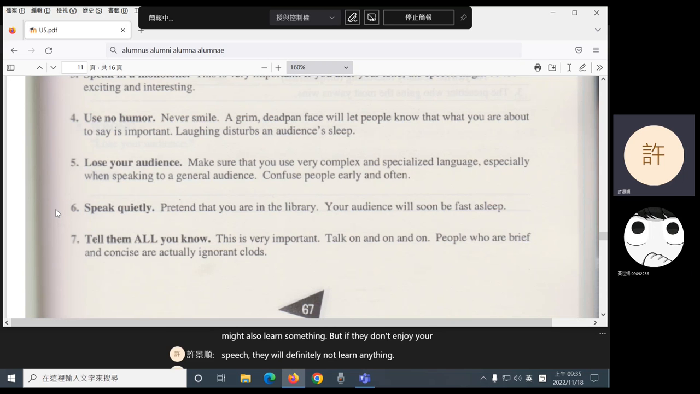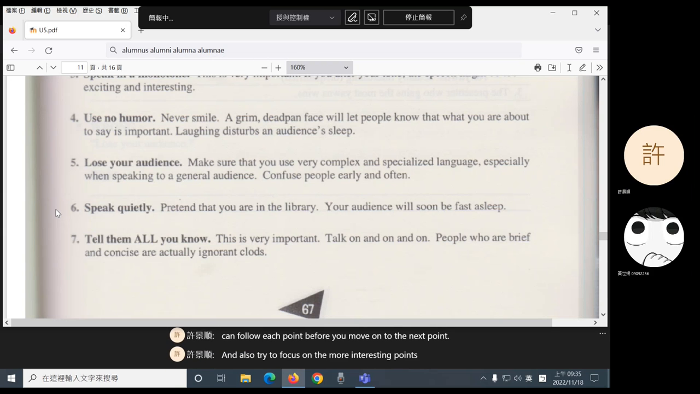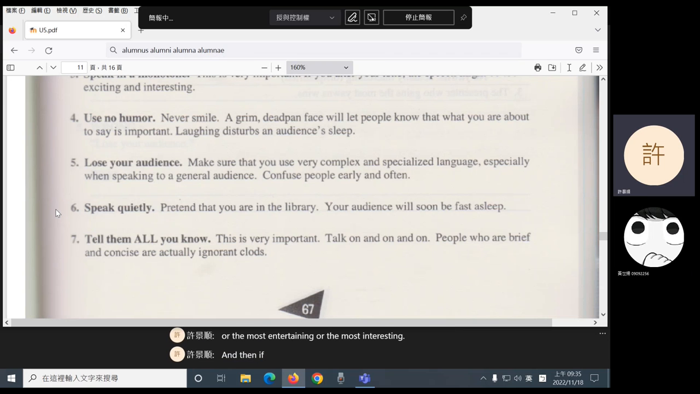So instead of telling your audience everything, when you plan your speech, again, make sure your audience can follow each point before you move on to the next point. And also try to focus on the more interesting points, the big points that the audience will find the most useful or the most entertaining or the most interesting. And then if someone does want to know more, they can ask you a question after your presentation.